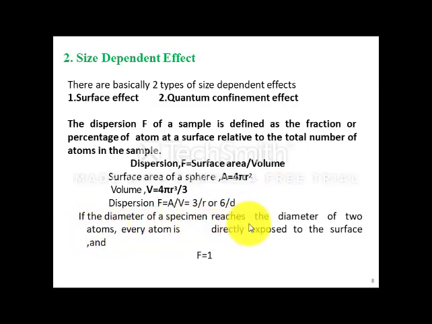If the diameter of a specimen reaches the diameter of two atoms, every atom is directly exposed to the surface and F becomes 1. In other words, if the diameter of a specimen reaches the diameter of two atoms, here if we write 2, then every atom is directly exposed to the surface and F becomes equal to 1. So this is the surface effect: when materials go to nano size, their surface area increases.